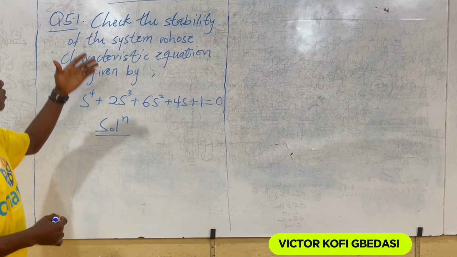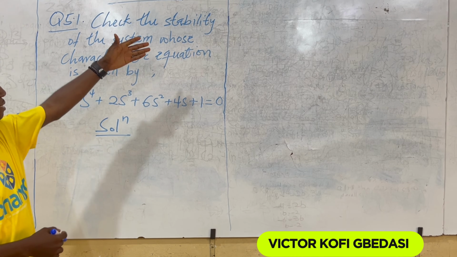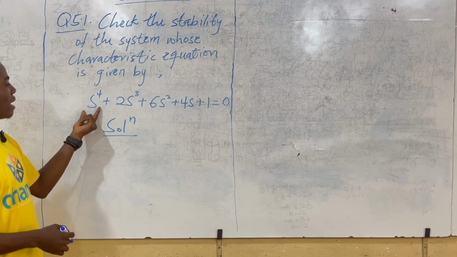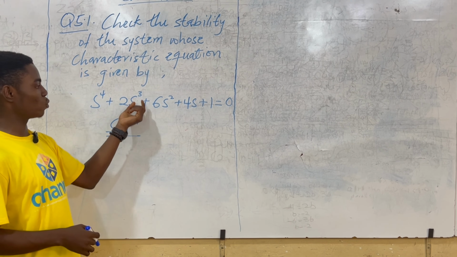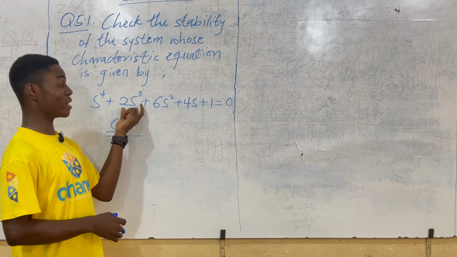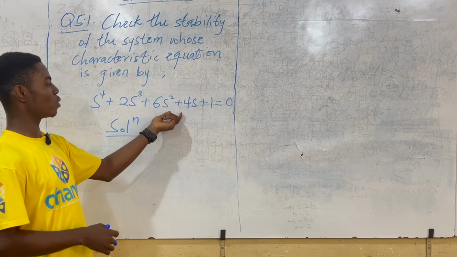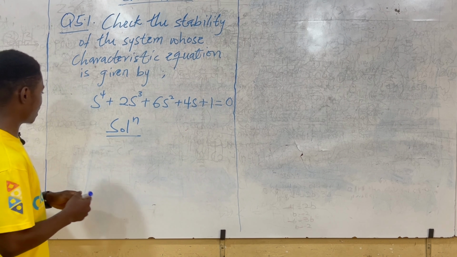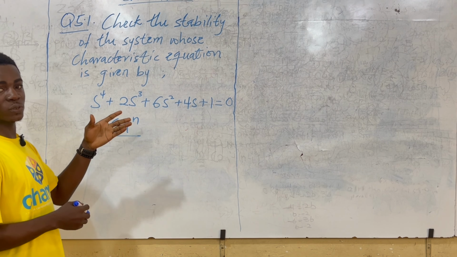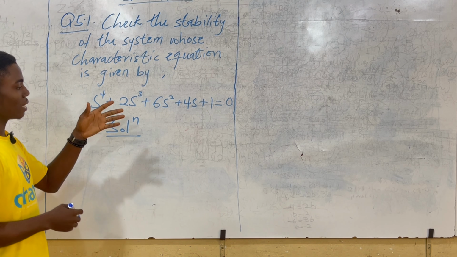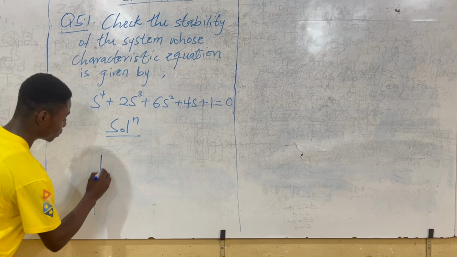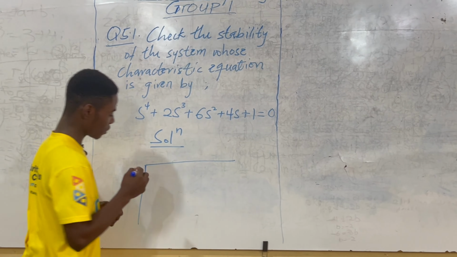All right, so we are to determine the stability of a system whose characteristic equation is given by s to the power 4 plus 2s cubed, sorry, plus 6s squared plus 4s plus 1 equals 0. So we are going to solve for that using the RH method, or the Routh-Hurwitz method, by using the root test.